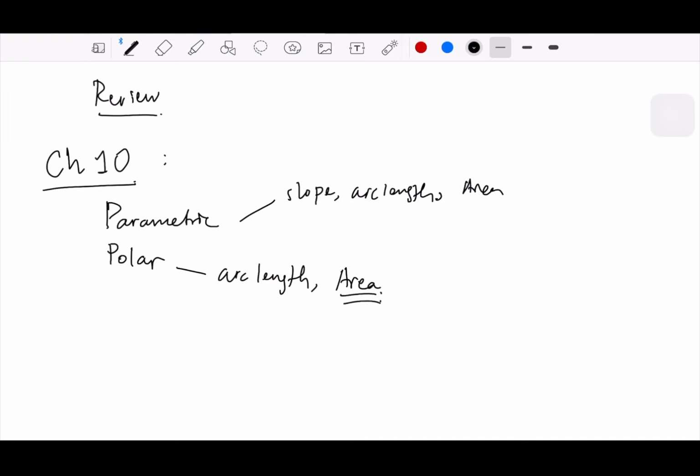And then still in chapter 10, we have the conic sections also, right? Conic sections. At least for the conic sections, this is just the basic that you need to have: differentiate between the conics, right? There are types of conics.